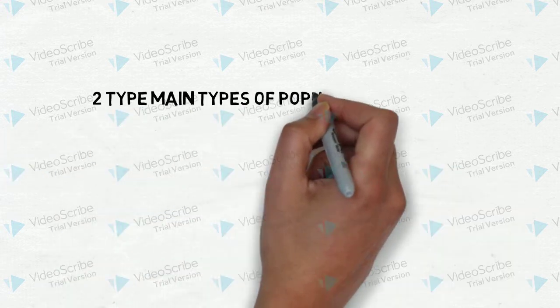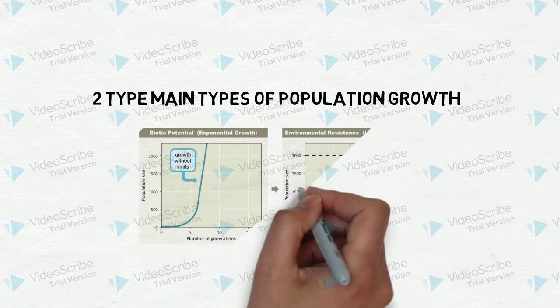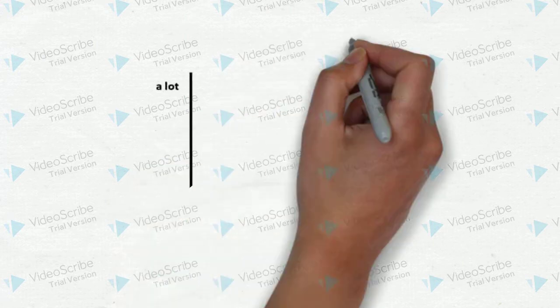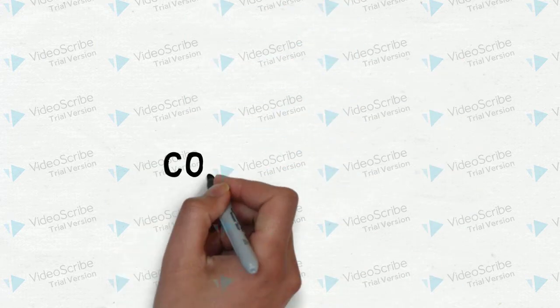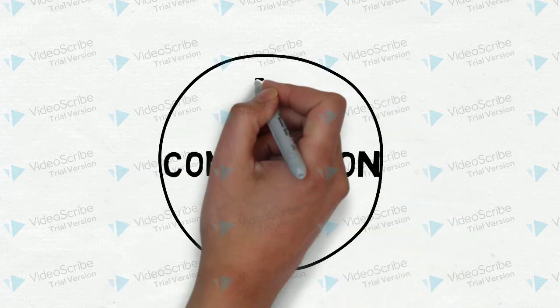There are two main types of population growth: exponential growth and logistic growth. Exponential growth occurs in an ideal, unlimited environment. There is no competition to place limits on the geometric rate of growth.